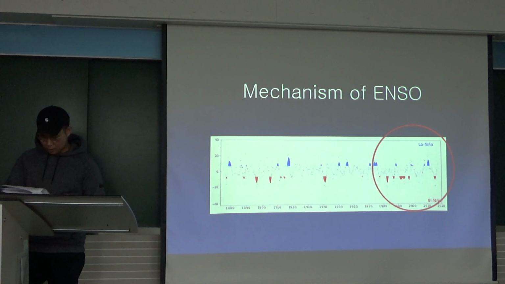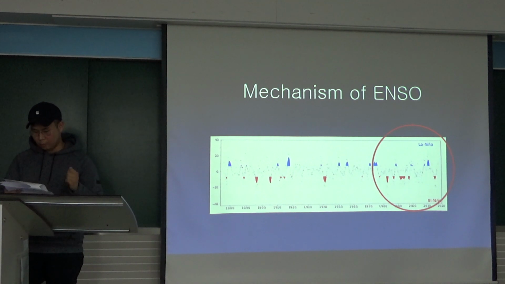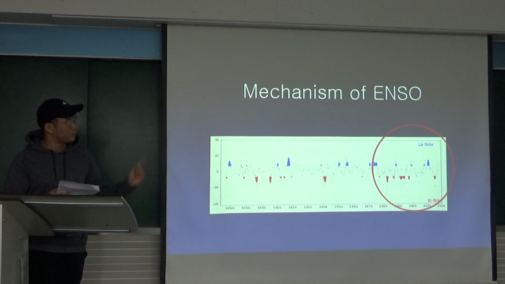In this graph, ENSO has occurred rapidly and recently. The El Nino phase has become frequent.